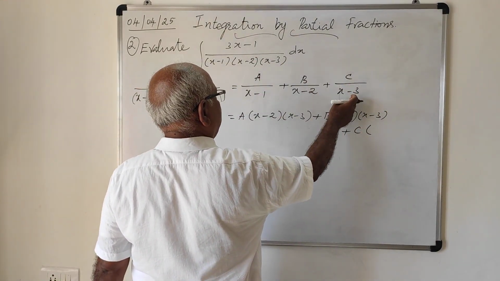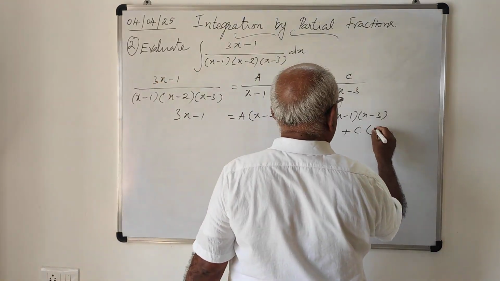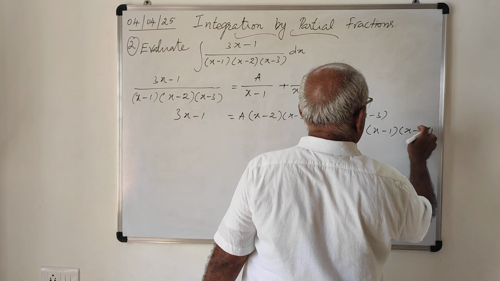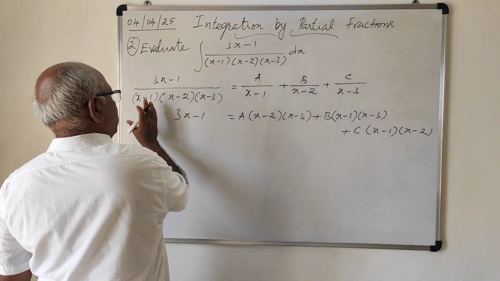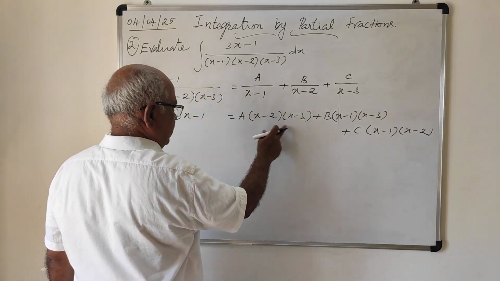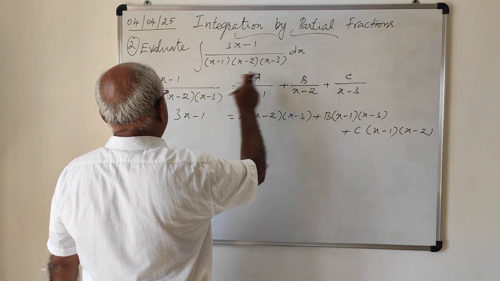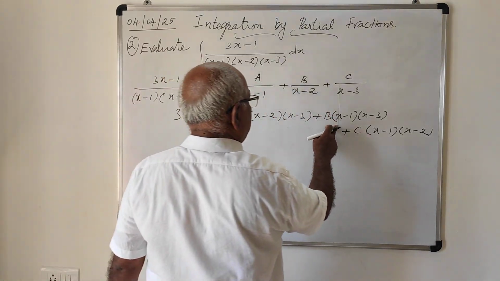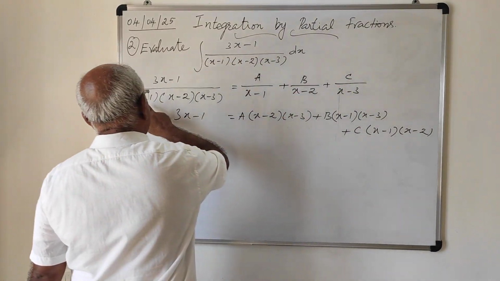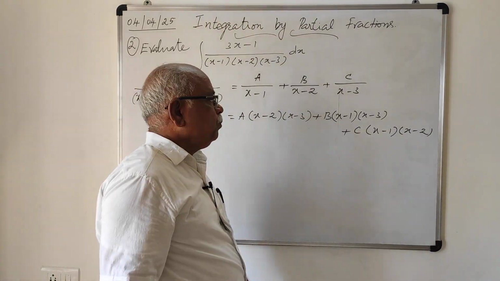The term x minus 3 cancels on both sides. You will get c into x minus 1 into x minus 2. This is the method of partial fractions, you know. By the principle of LCM, a by x minus 1 cancels, so you get a into x minus 2 into x minus 3, plus b by x minus 2 cancels, so you get b into x minus 1 into x minus 3, plus c, where x minus 3 is cancelled, so you get c into x minus 1 into x minus 2.